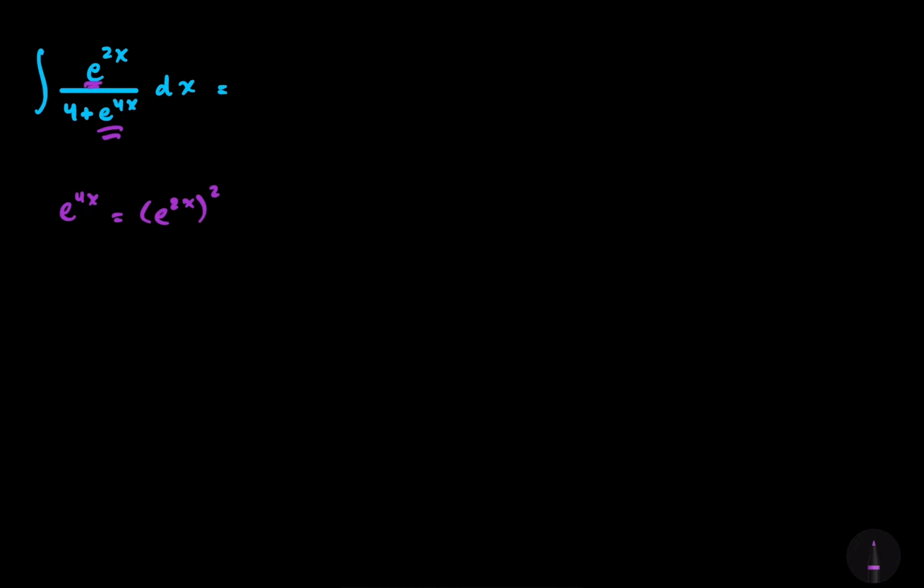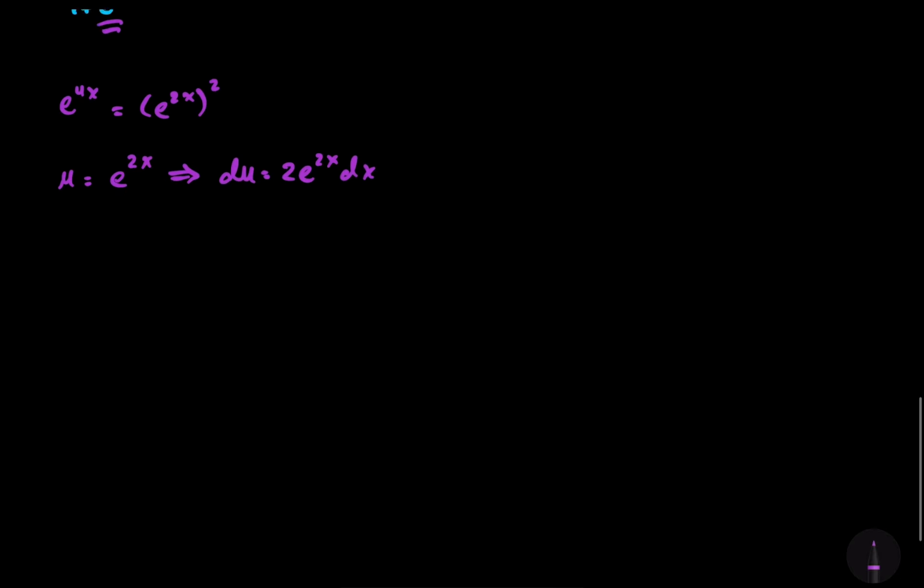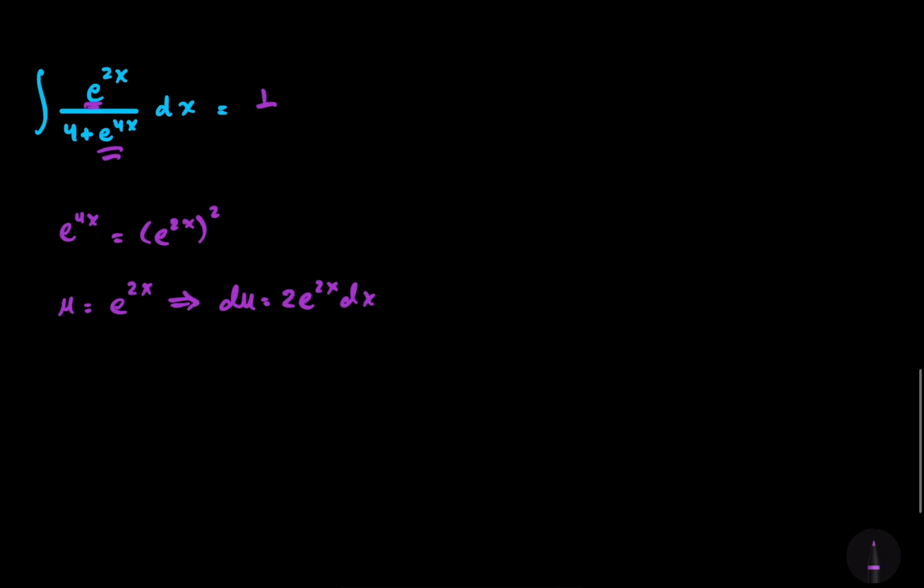And so it may be helpful to let u equal e to the 2x such that du is equal to 2e to the 2x dx. And now we can go ahead and start working on this. So we have over here an e to the 2x times dx, but we want a 2e to the 2x, so we can just put a 1/2 outside and then write this as 2e to the 2x. And then this is over 4 plus, we can write this as e to the 2x squared.